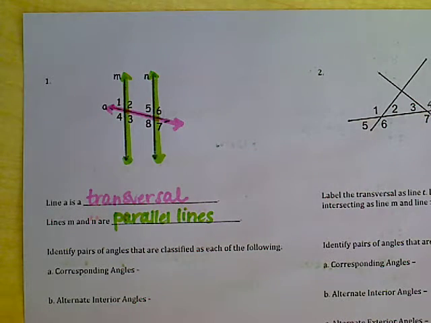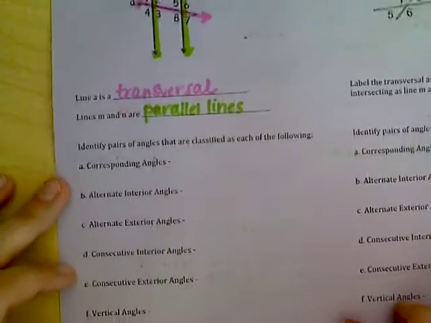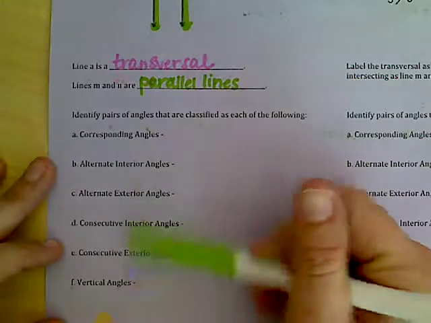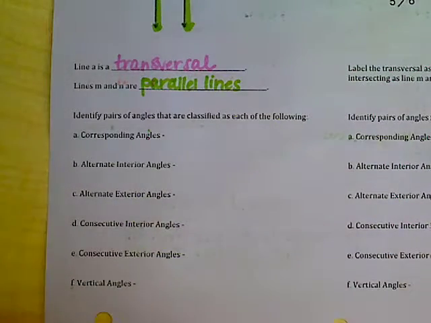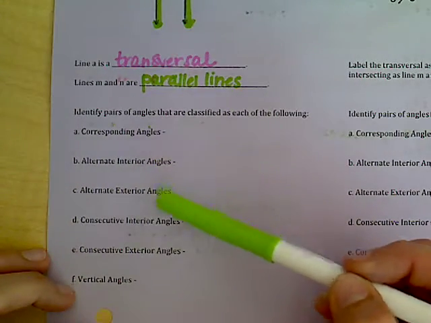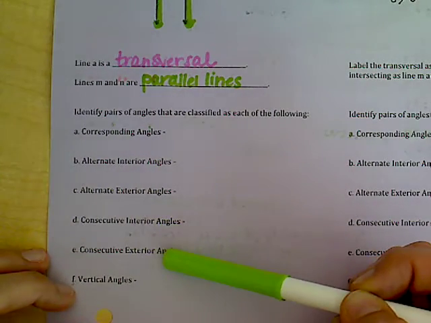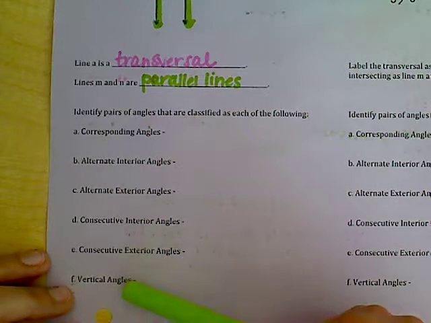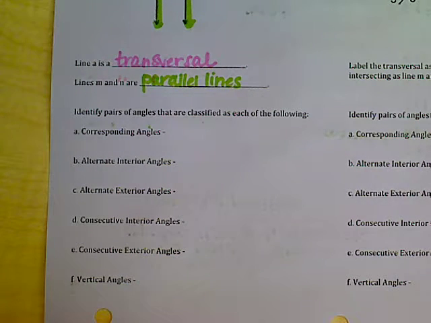So what you can do is you can pause the video, and I'd like you to see if you can go ahead down through these different questions and list as many pairs as you can. For corresponding, you're going to have 4 pairs. The rest of them, B through E, you're going to have 2. And vertical angles, you can have 4. So go ahead and pause the video and try those. As you do that, I'm going to write the answers in, and then you can come back and check your answers.